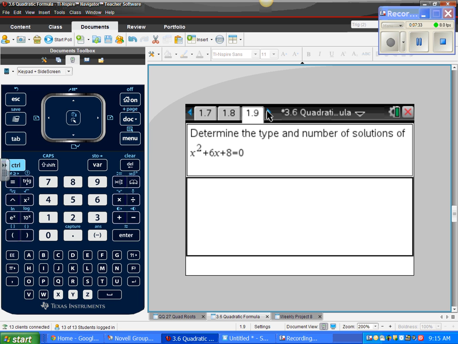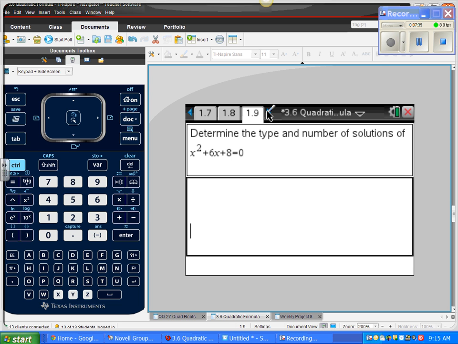What I need to do is use the discriminant. So what's the discriminant? Good. Okay. So I'm going to use the discriminant to determine what kind of solutions I have. What's B? Good. What's A? Good. And what's C? Good. Okay, right? A, B, C. So we get 36 minus 32, which gives us a value of 4.